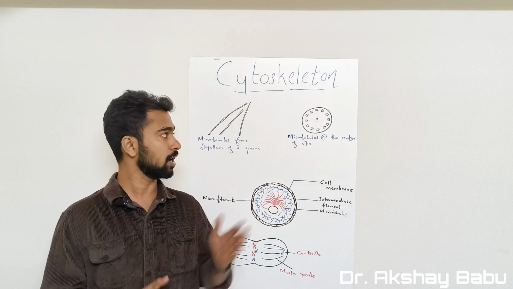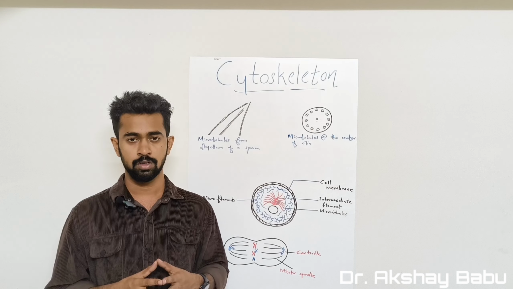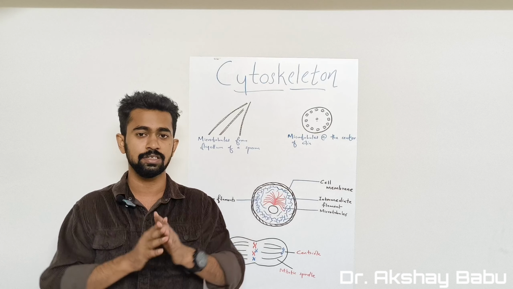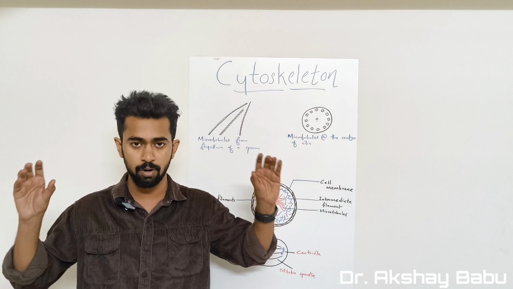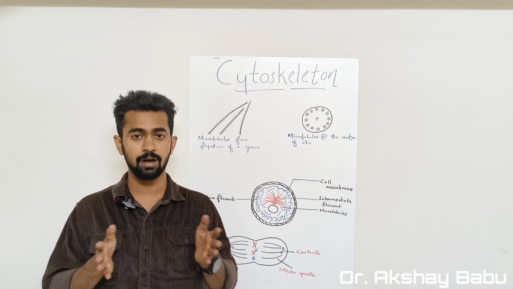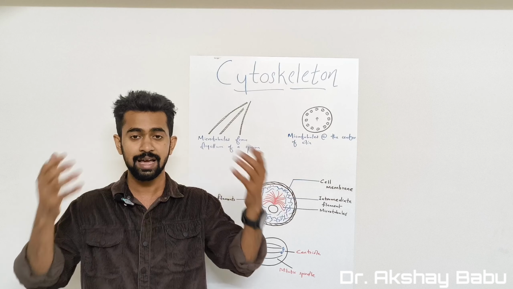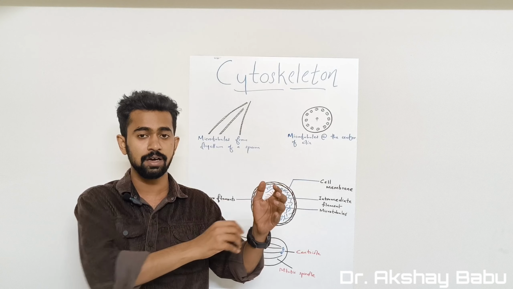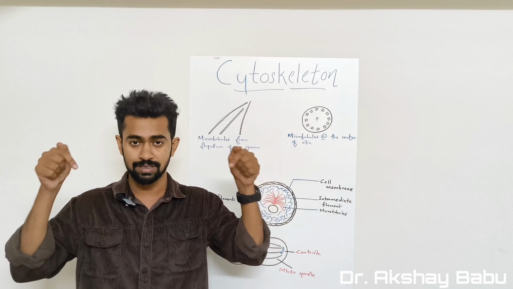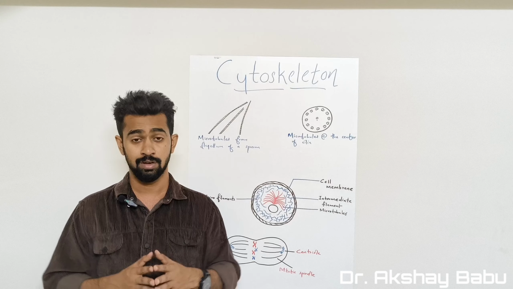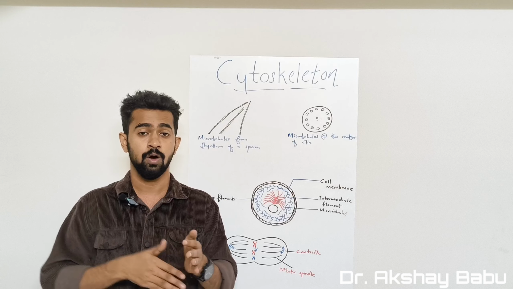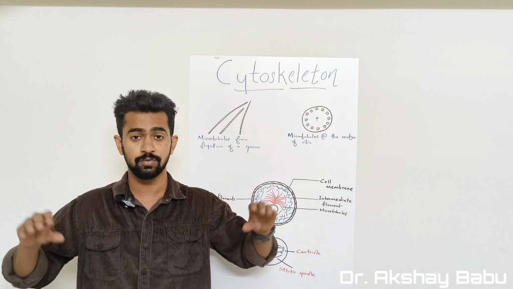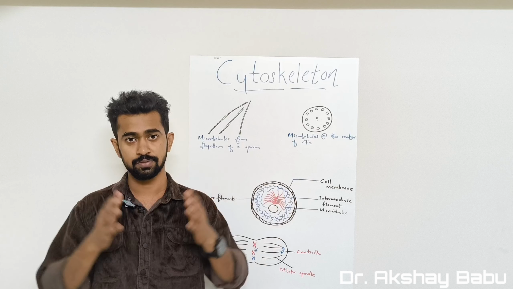Coming to the topic cytoskeleton. The cytoskeleton is a network of fibrillar proteins. This fibrillar protein originates as a precursor molecule which is synthesized by the ribosomes which are present in the cytoplasm. This precursor molecule will then polymerize to form filaments.